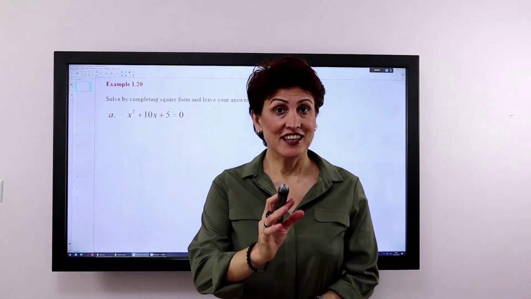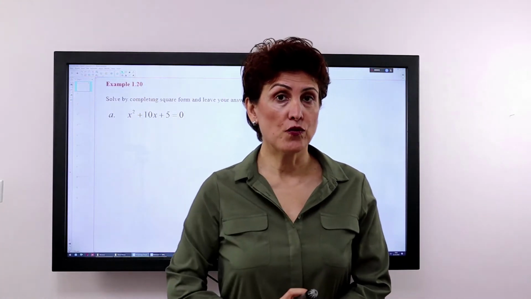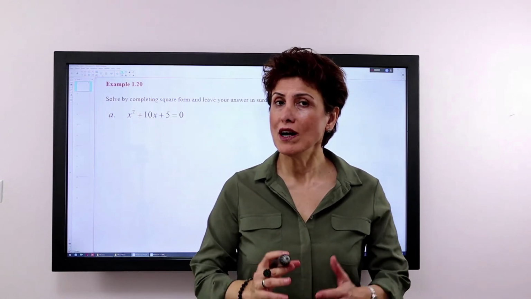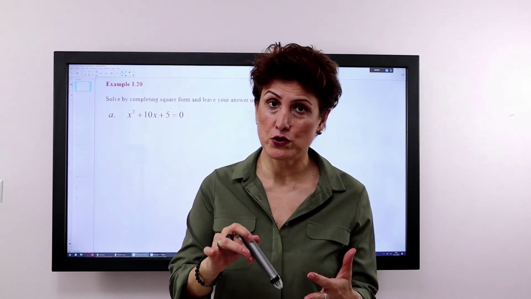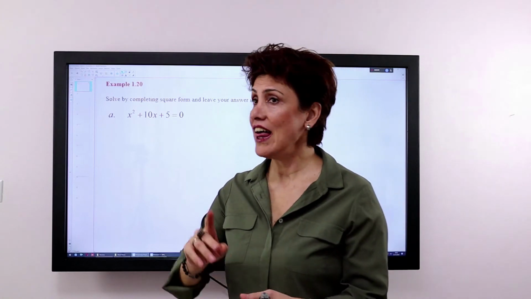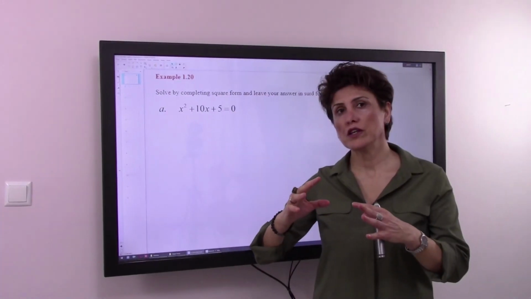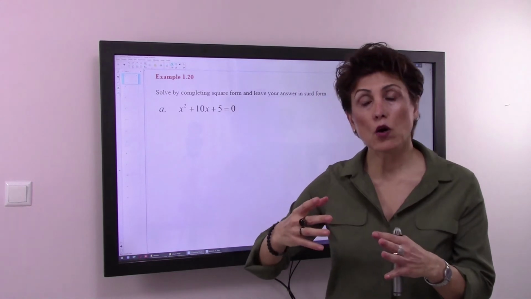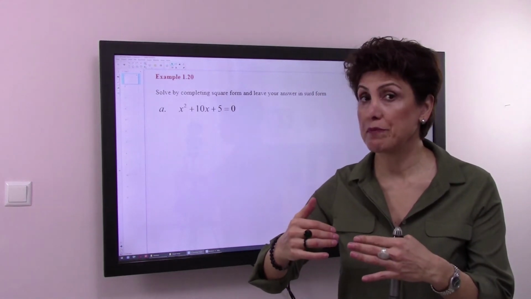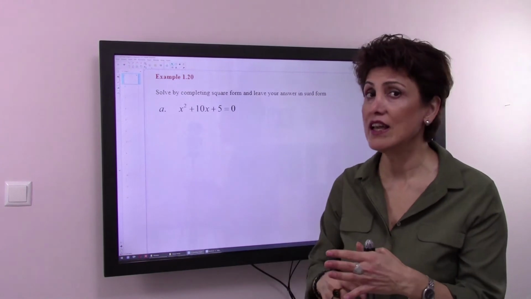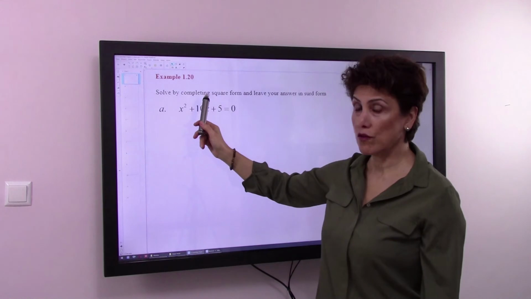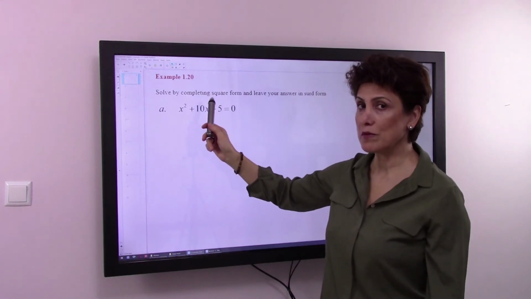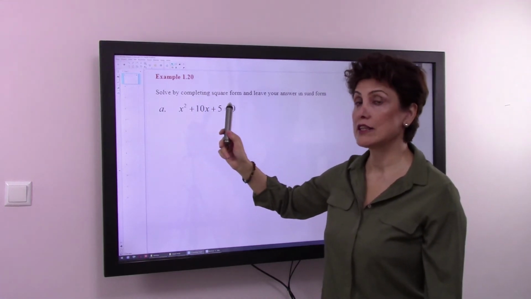Dear students, this is the fifth lesson on quadratic equations. In the previous lessons we used factorization to solve quadratic equations, and later we studied a little on completing the square form. We solved some past paper questions about that. Here we are going to continue with completing the square form, and by using this information we are going to solve quadratic equations.